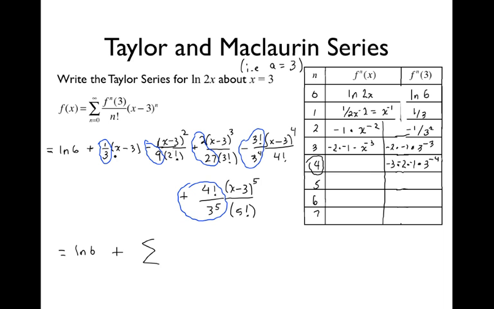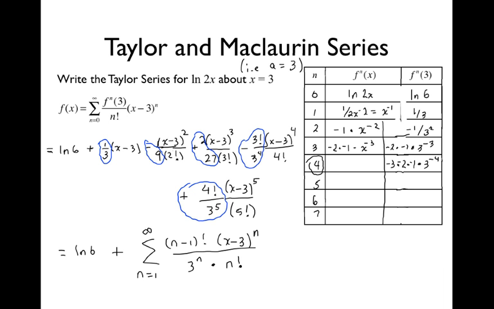Maybe we start with n equals 1. And this is for 1, 2, 3, 4. This is the fifth right here. This is for n equals 5. So this is how the formula is easy to see. What factorial do we have if this is n equals 5? n minus 1 factorial. x minus 3 to the n over 3 to the n times n factorial.